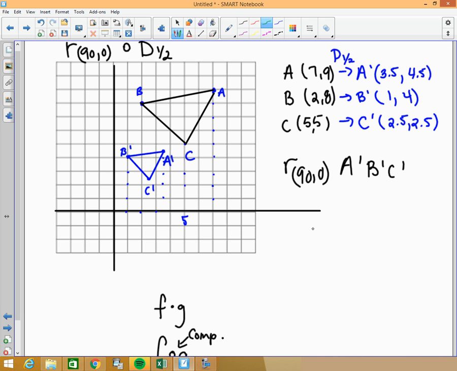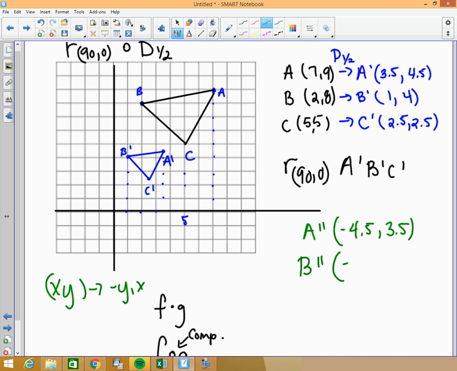All right, so now let's say 90 degrees. Now, what was the pattern for 90 degrees? Does everybody remember? Yeah, (x, y) becomes (negative y, x), okay? So let's look. A double prime, so we go back up here, will become what? And 3.5, right? And then B double prime is going to become what? Negative 4, 1. And then C double prime is going to become what?